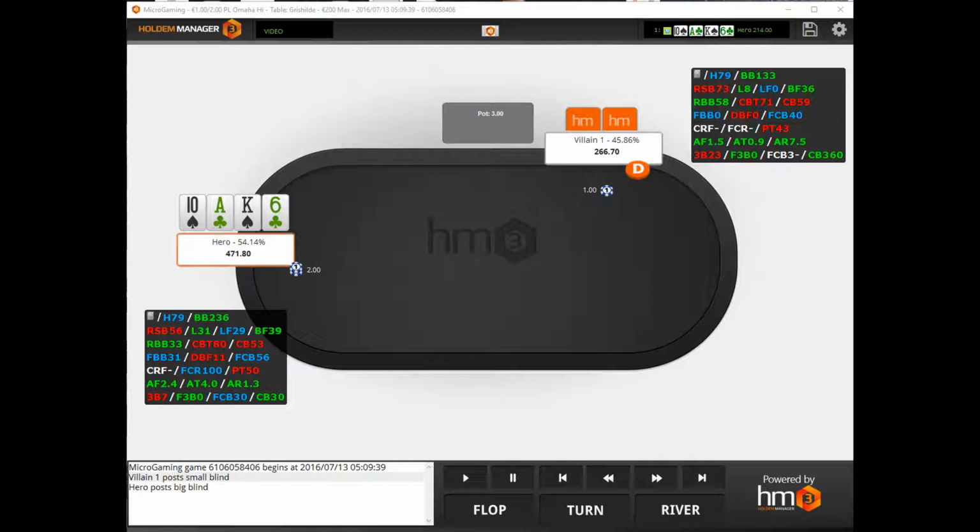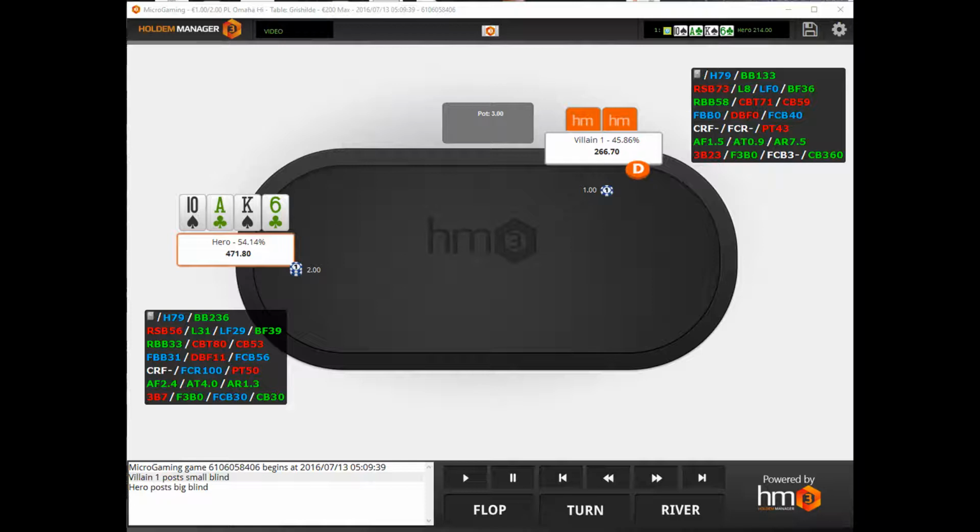If you do want to incorporate the river aggression factor stat into your HUD, I recommend adding the flop and turn aggression factors also, because this gives you more information about what your opponent's river aggression factor means. For example, if your opponent has very low flop and turn aggression factors, this means when they get to the river their range is overall stronger.